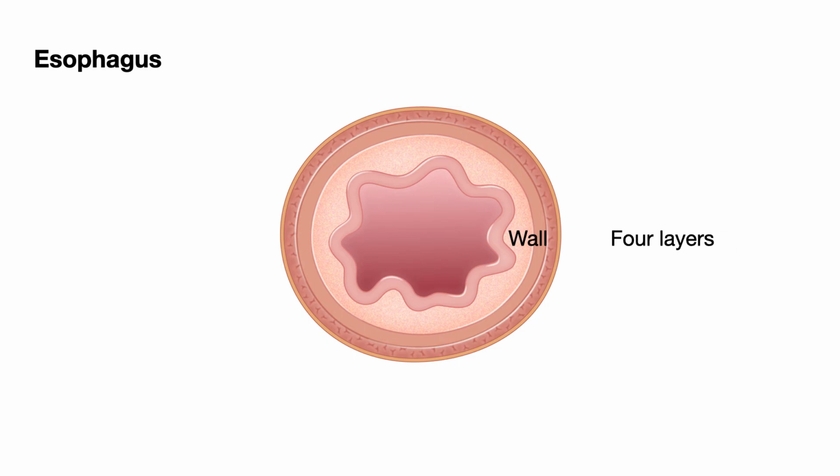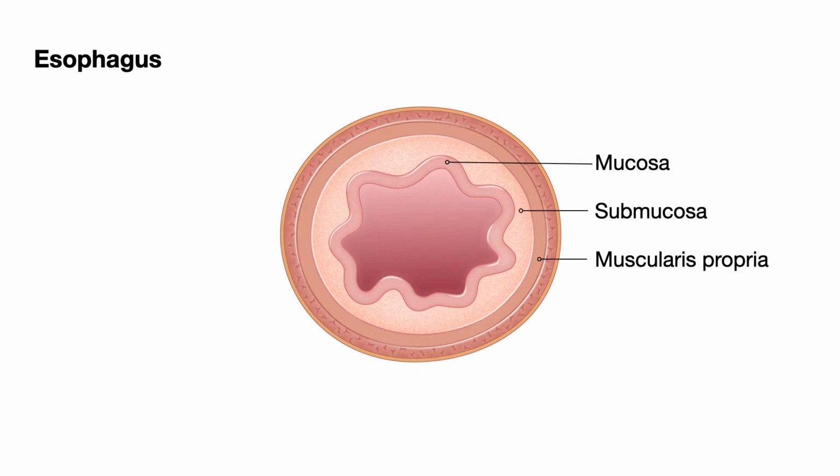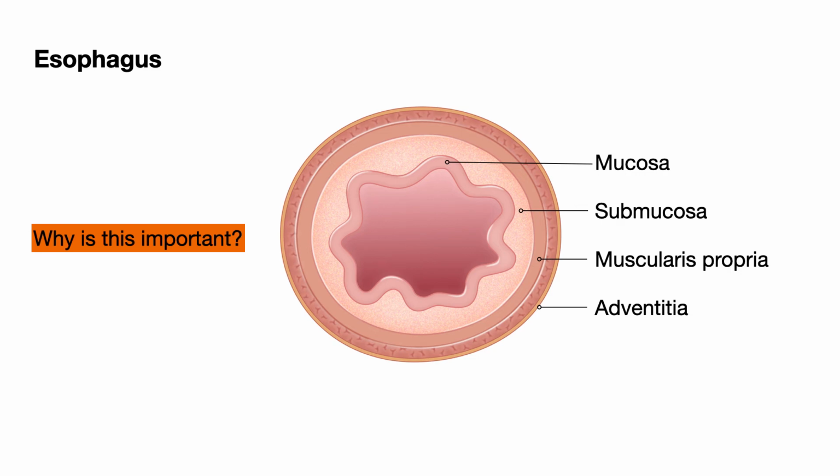There are 4 layers. These layers include the mucosa, submucosa, muscularis propria, and adventitia. In the stomach, small intestine, and colon and rectum, you have serosa covering the muscularis propria instead of the adventitia. And why is this important? Why is that you need to know about the layers of the gastrointestinal tract or the esophagus?